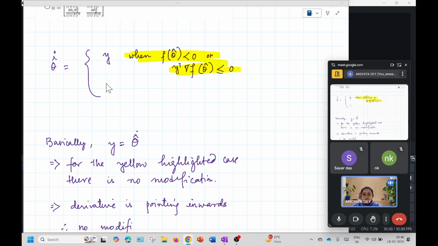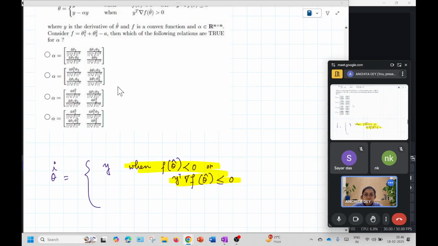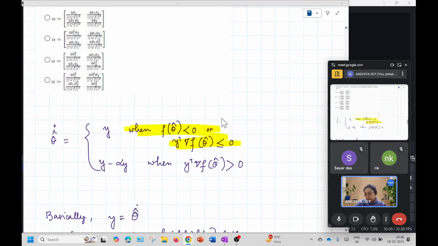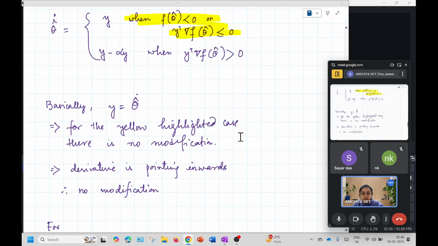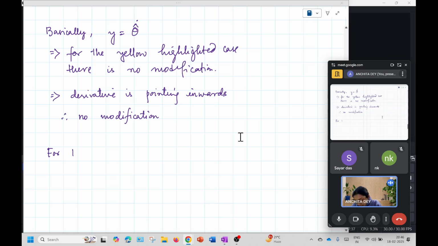Now what is the other option that we were given, the other case? We were told this is equal to y minus alpha y otherwise, or when y transpose grad f(theta hat) is greater than 0. So this is the case when the derivative is actually pointing outside. Okay, so in the usual scenario, for the otherwise case, I'll just write it down.